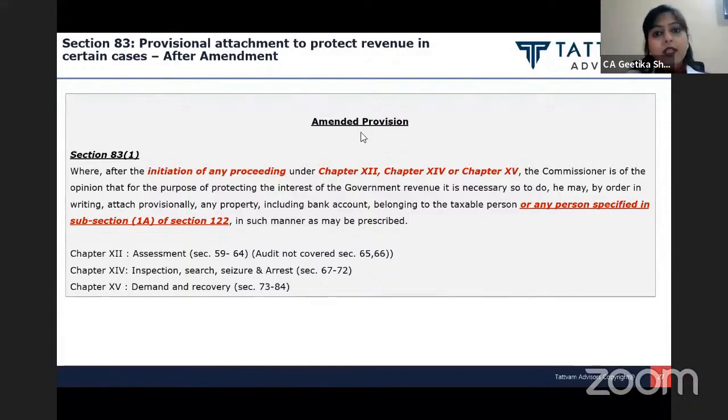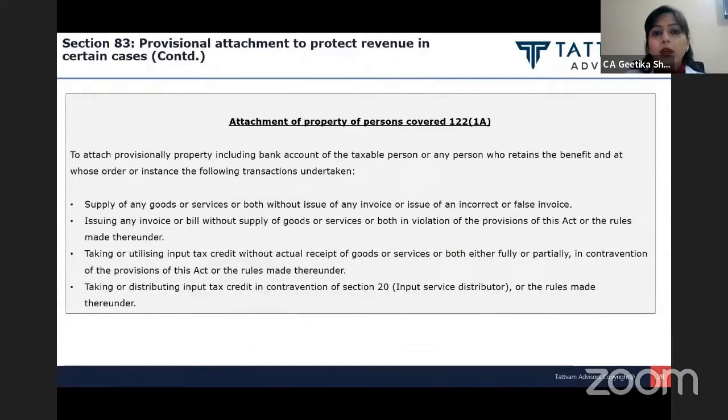The third part of the change that has happened in the definition is to what extent the tax authorities can go and who all can get covered under this provision. Earlier, it was only the property of the taxable person against whom the assessment or any proceeding was pending. Now they have extended this provision even to those people against whom these proceedings are not pending, but who are party to any of these following transactions, or who are making any benefit out of it.